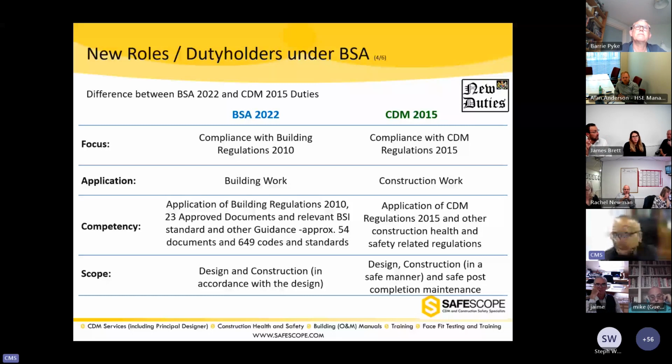Under the Building Safety Act, you would expect the people undertaking these roles to have competency with regard to the application of the building regulations. There are 23 approved documents, and relevant and additional British standards and guidance.